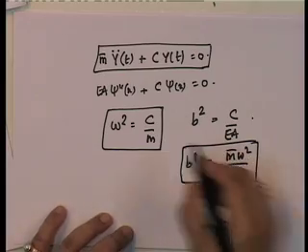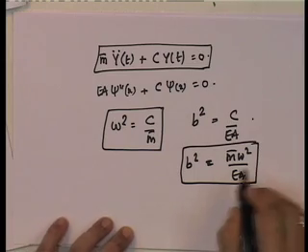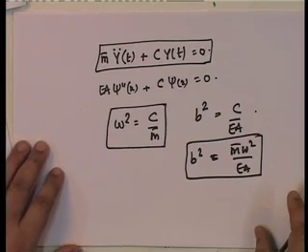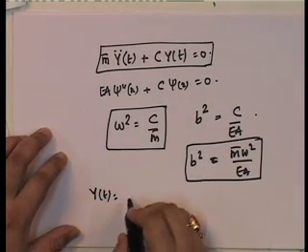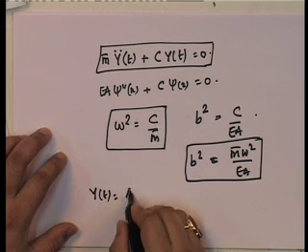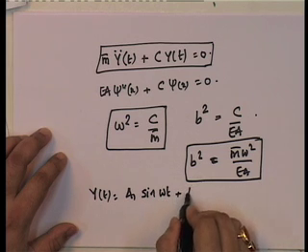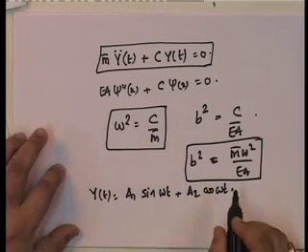Okay. Sorry, m bar, of course, this is all m bar. Okay. So, this is what you get. So, if you get here, you get y of t to be a1 sin omega bar t plus a2 cosine omega bar t. Okay.